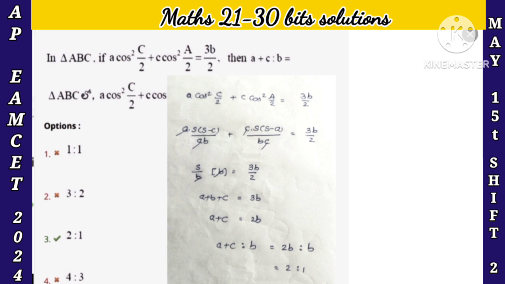Okay, now doing the cross multiplication. 2S is equal to 3b and the value of 2S is equal to a plus b plus c. Then writing this b to this side, so a plus c is equal to 2b. But what's the given question? What is the ratio of a plus c to b?